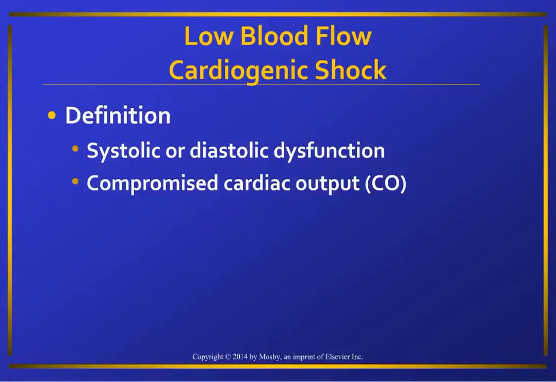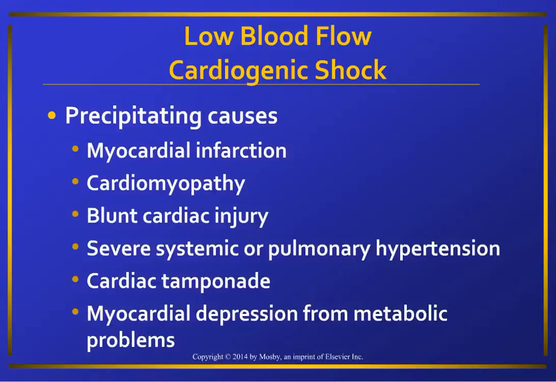Primarily, this affects the left ventricle because systolic pressure is greater on the left side of the heart. When systolic dysfunction affects the right side of the heart, blood flow through the pulmonary circulation is reduced. Causes of diastolic dysfunction are listed in Table 67.1. The precipitating causes of cardiogenic shock include myocardial infarction, cardiomyopathy, blunt cardiac injury, severe systemic or pulmonary hypertension, cardiac tamponade, and myocardial depression from metabolic problems.